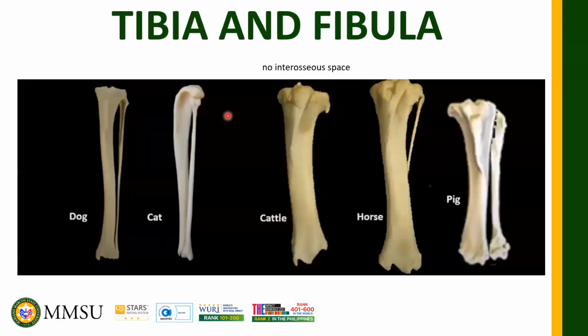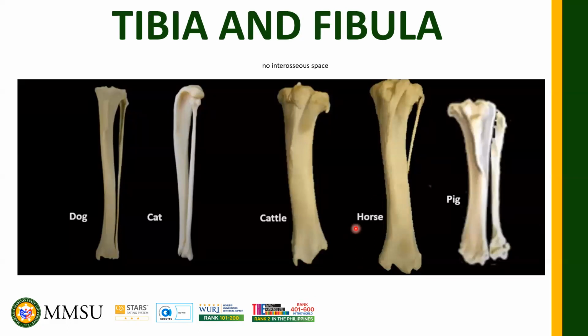Now here in the tibia and fibula, if we notice, in terms of the carnivores, we have the dogs and cats. Their fibula is usually not fused to the tibia. Okay? So it has an interosseous space. However, in our ruminants, there is no interosseous space between the tibia and fibula. Unlike the radius and ulna of cattle, which has an interosseous space, here there is none.